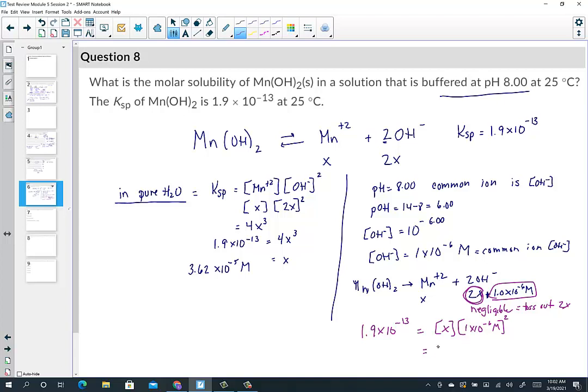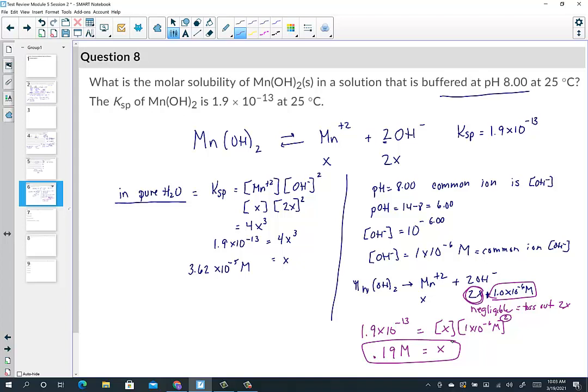So now when I solve for X, the molar solubility, 1.9 E negative 13 divided by 1 times 10 to the negative 6th squared, and my calculator reads 0.19 molar. Clearly we see that by buffering the solution, the hydroxide ion concentration changed, and therefore the molar solubility has also changed.